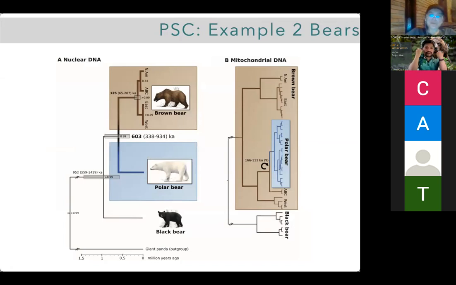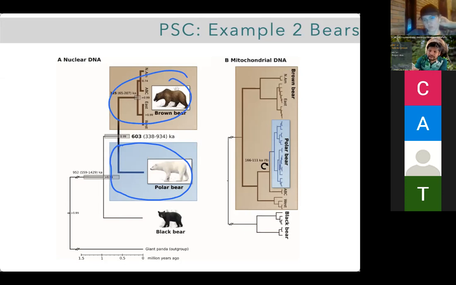So on the left here, we have the nuclear DNA, which puts the polar bear and the brown bear as distinct groups, monophyletic for both groups. But if you look at mitochondrial DNA, it turns out that the polar bear is still monophyletic, but now the brown bear, I'll circle the brown bear in a different color, is now paraphyletic because it includes everything but this one clade of polar bear.